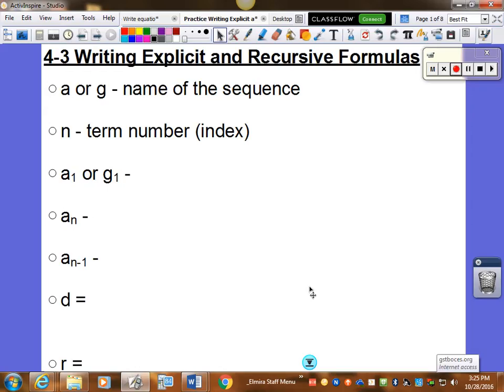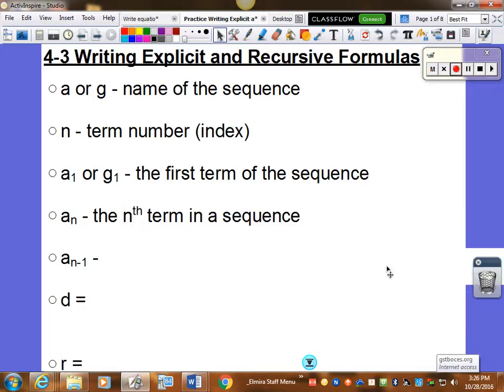What A sub 1 means is the first term in an arithmetic sequence. What G sub 1 means is the first term in a geometric sequence. So it's the first term of the sequence. A sub N is whatever term you're talking about, the nth term. If N is 5, it's the 5th term. If N is 100, it's the 100th term.